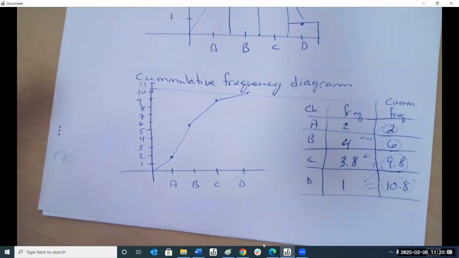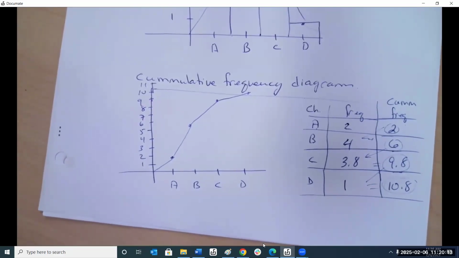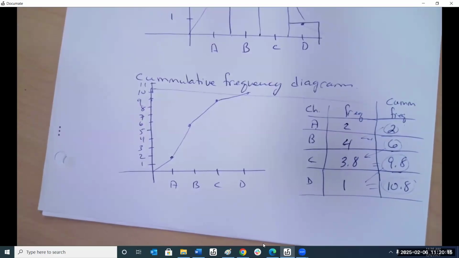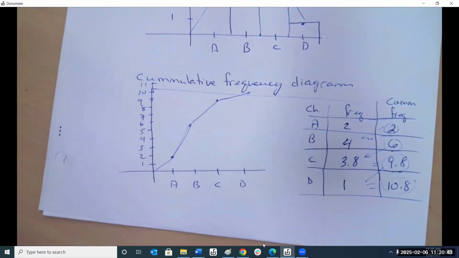So what good is a cumulative frequency distribution or cumulative frequency chart? You can see at what intervals we have the most growth. Where's the steepest line? Between which 2 numbers or which 2 letters? Where is it the steepest? Yeah, between A and B. That's the steepest, so that's when the most change occurred.